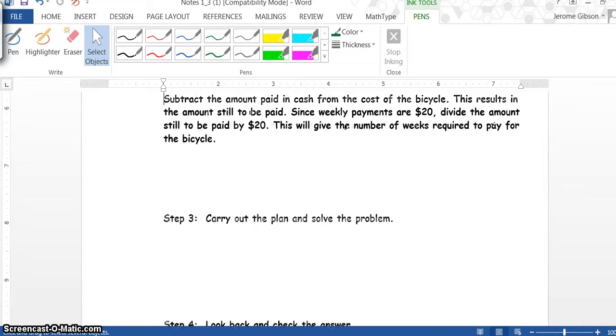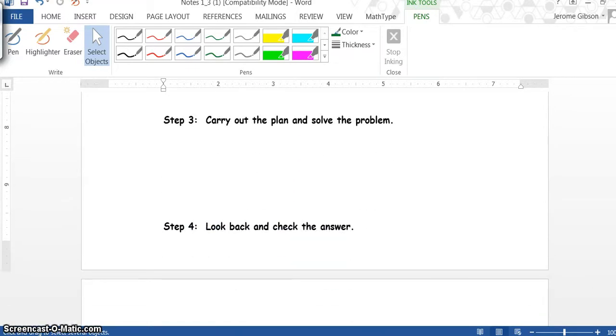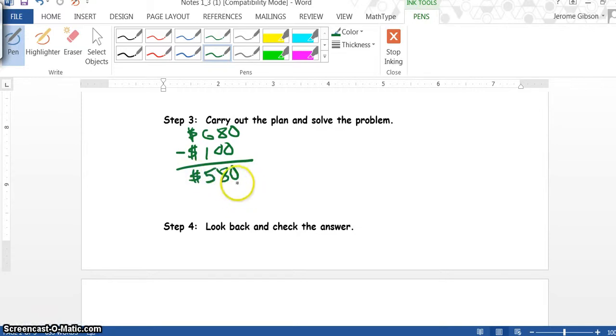Now, we come down here to step 3. It says carry out the plan and solve the problem. Now, we're just going to carry out what we just talked about. We would take the $680 minus the $100 that was paid. That will leave us $580. Now we would take this $580 and we'll want to set this up as unit analysis. So we would take every week you would pay $20. So we could divide this over 1.